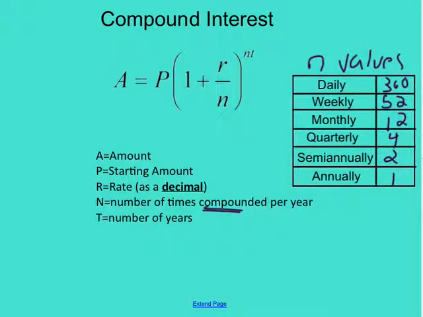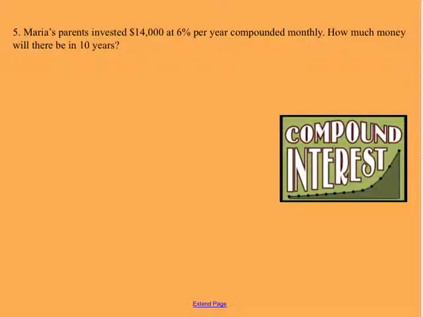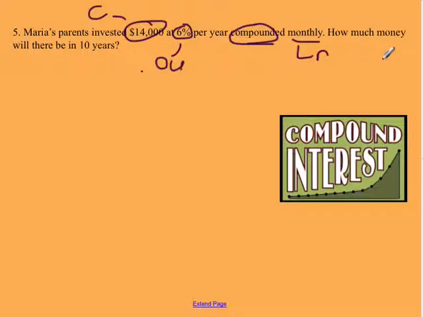All right, let's go ahead and plug in these problems. So let's take a look at the compound interest. Maria's parents invested $14,000. Okay, that's going to be my C value. At a rate of 6% per year, I need to convert that to a decimal, and I get 0.06. Compounded, okay, I need to use my compound interest formula. Monthly, my N is equal to 12. How many will there be in 10 years? Okay, my T is equal to 10. So now I'm just going to plug this all in to get my answer.